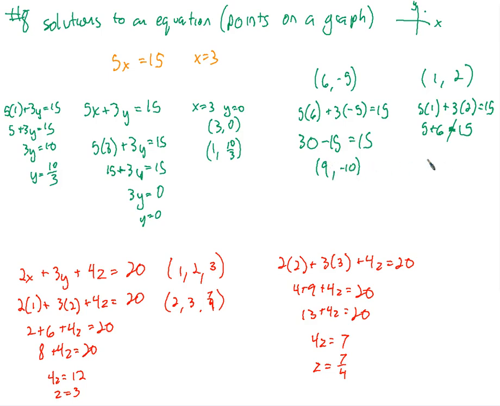Okay. If you want to invent a non-solution, we could just take the solution. We know what y has to be, so we could just say 9, anything other than negative 10 will not work. So 9, 5, right? Not a solution. That's not going to come out to work. We could say 6, negative 5, that's a solution, so 6, negative 4 is not a solution. 6, negative 12 is not a solution. 6, 0 is not a solution. Right? So anything that does not come out to work in this equation, it's not a solution.